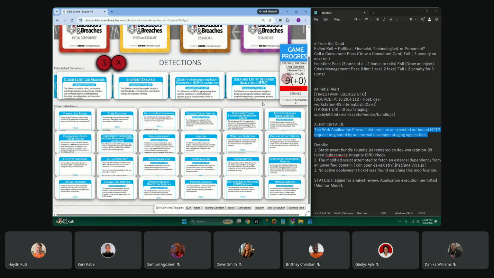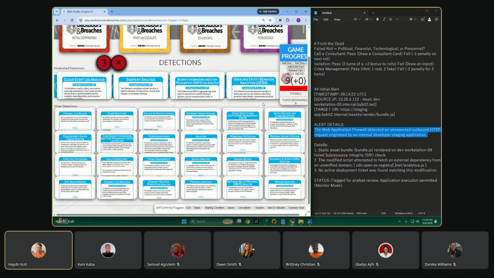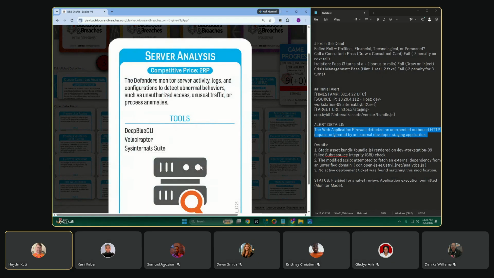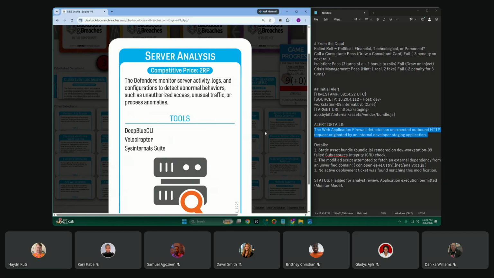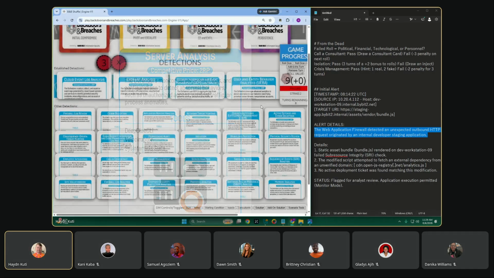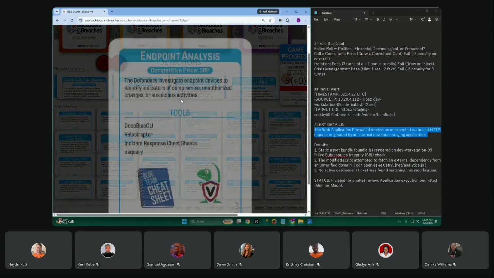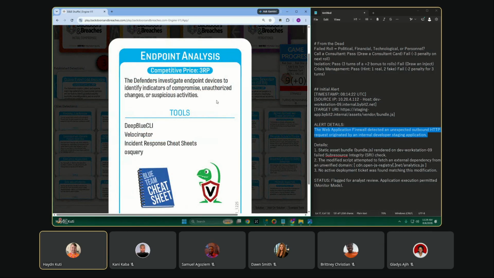What about the server analysis? The same? We don't have any detail. There's not a cyber analysis card. Oh, server analysis. Sorry, I thought you said cyber analysis. No, I misheard. Defenders monitor server activity, logs, and configuration to detect abnormal behaviors such as unauthorized access, unusual traffic, or process anomalies. And then Don asked about endpoint analysis, and that one's actually an established detection, so you guys would get a bonus to your dice roll.